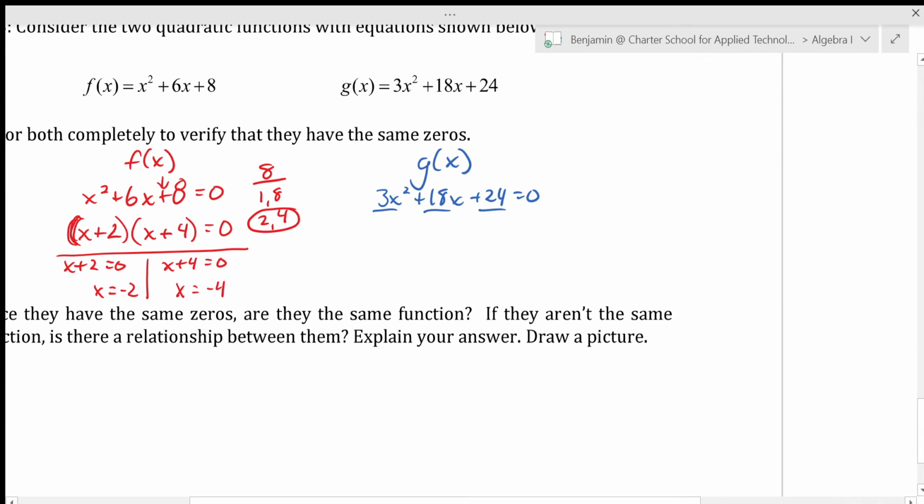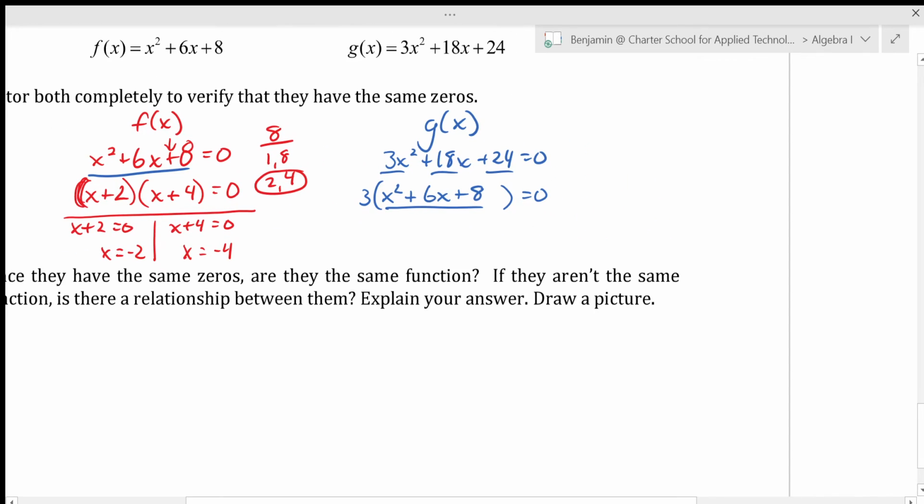Did I think about a GCF yet? Nope. But now I think about, wait, they're all divisible by 3. Divide everything by 3, you should know that comes out to be x squared. That still comes out to be 6x. 24 divided by 3 comes out to be 8. Oh wait, they are the same. If I did this, I already did my work already. I don't have to think as much if I slow down and look.